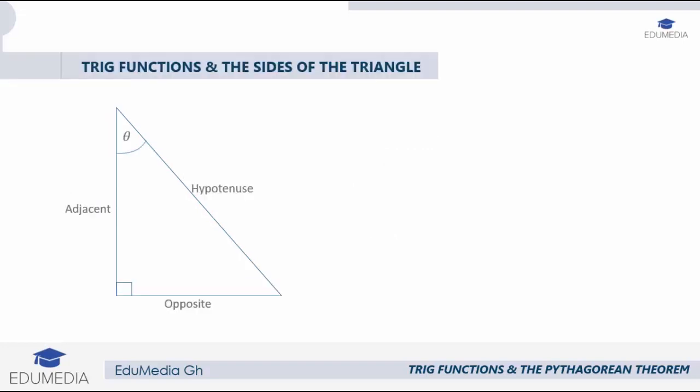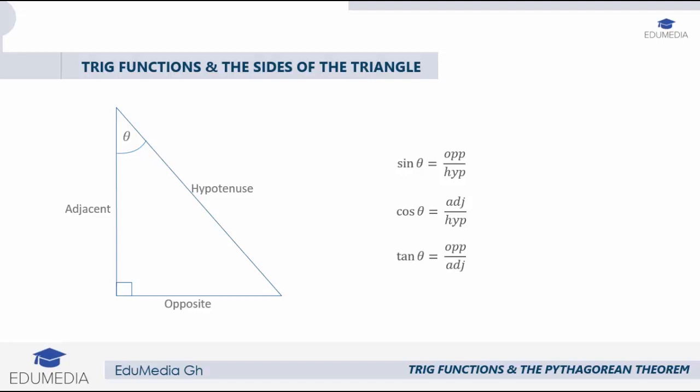Now let's relate this right angle triangle to the trigonometric functions. In relating the trig functions with the sides of the triangle, you can deduce that sine theta, where theta is the angle of interest, equals opposite divided by the hypotenuse. The cos theta is the adjacent divided by the hypotenuse. And tan theta is opposite divided by the adjacent.